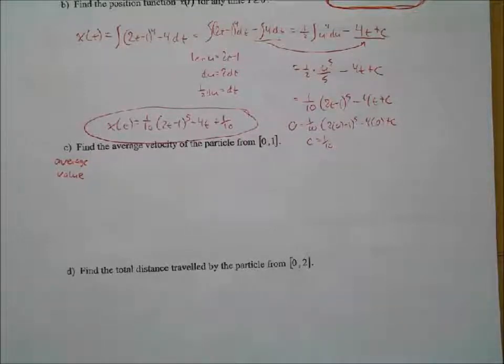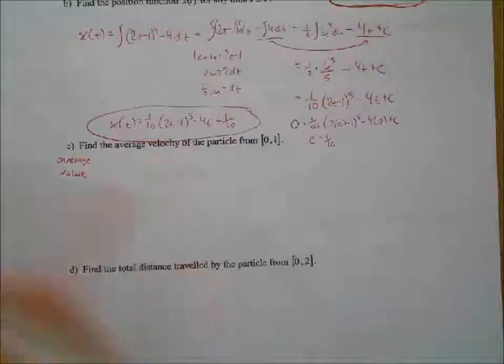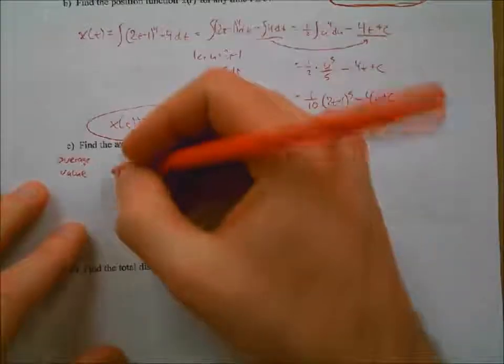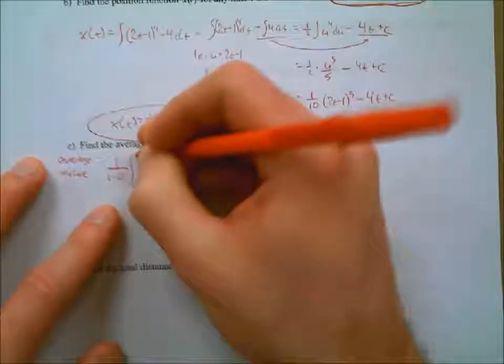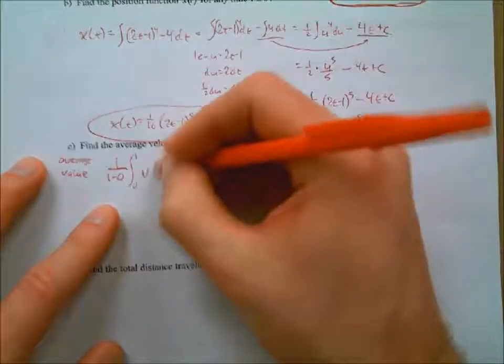When we want to find the average value of something, we integrate that something. Average value is probably the most straightforward one, I'll say. If you want to find average velocity, you integrate velocity. If you want to find average position, you integrate position. If you want to find average acceleration, you integrate acceleration. You integrate the thing whose average you want to find, if you're trying to use average value here. So it's going to be 1 over 1 minus 0, integral from 0 to 1 of the velocity function.